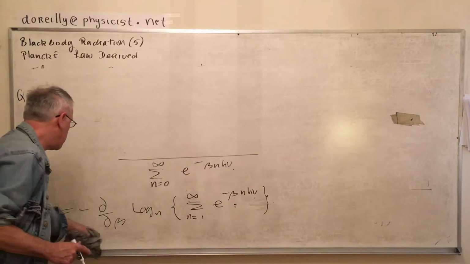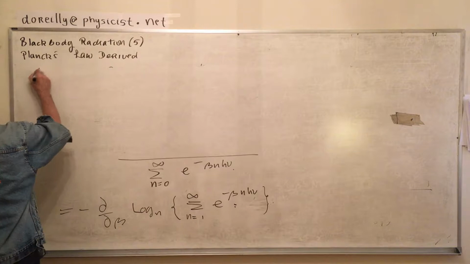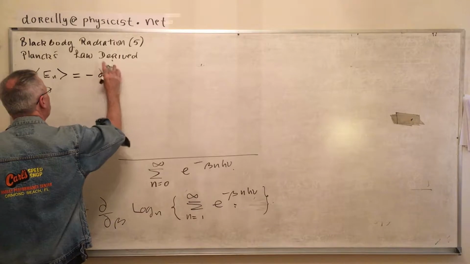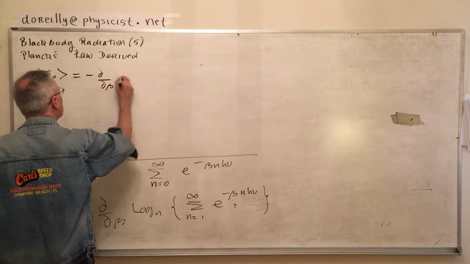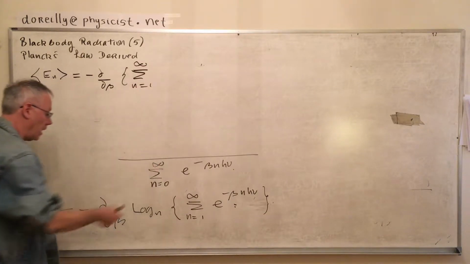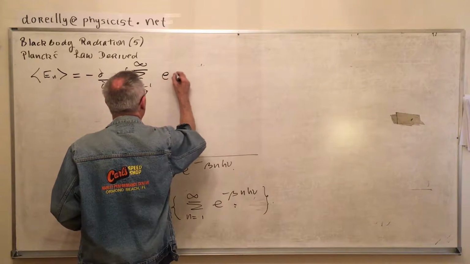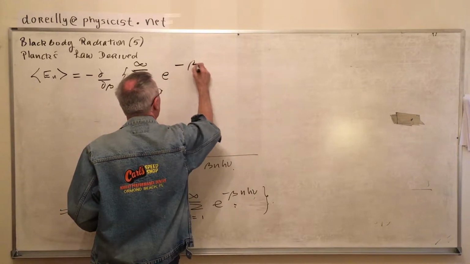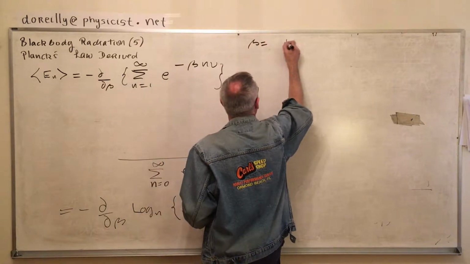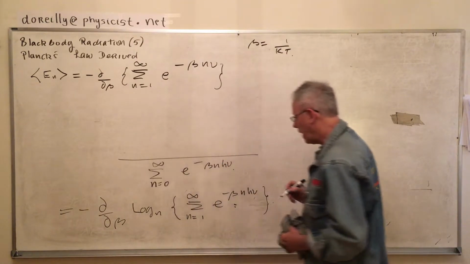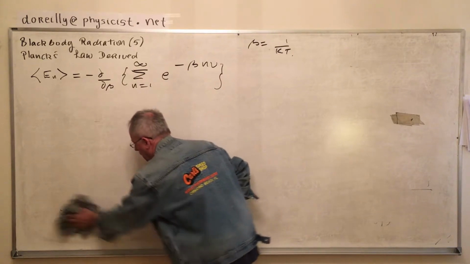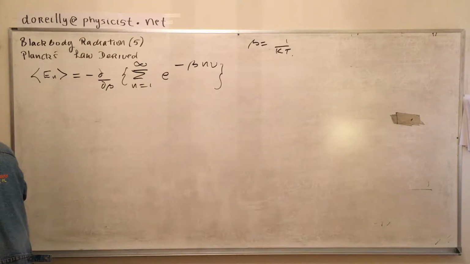So, here is our result so far. And that is that the average energy is given by minus d by d beta summation from n equals 1 to infinity of all the oscillators e to the minus beta n nu, where beta is 1 over k t. So that's so far so good. Now let's look at this. Which was it?